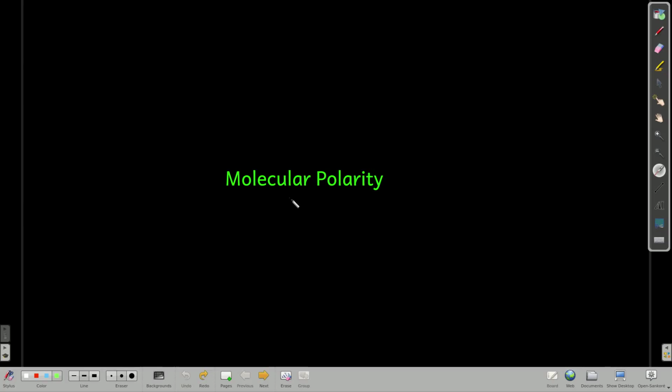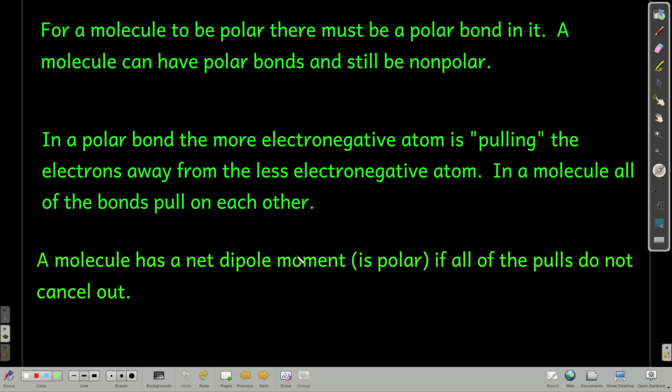In this module, we're going to talk about molecular polarity. That is, whether or not a molecule overall is polar or not. Now, what we've seen before is how to tell whether or not a bond is polar. All we do is look at the difference in electronegativities of the two atoms involved in the bond. And if it was bigger than 0.4, it's a polar bond.